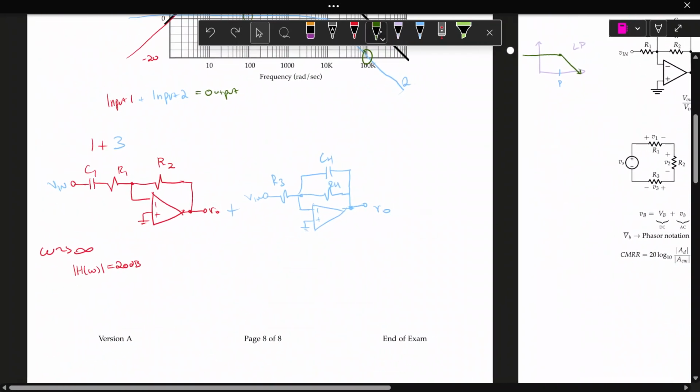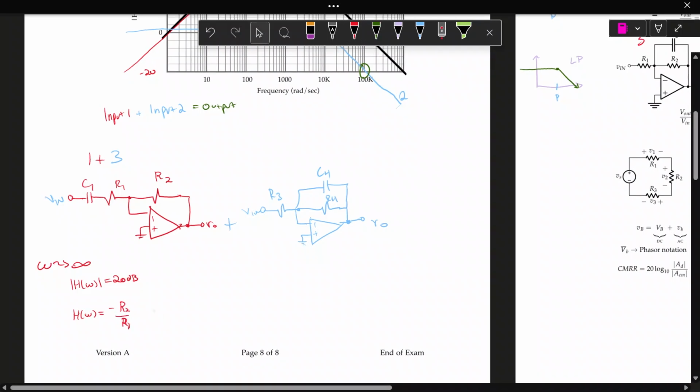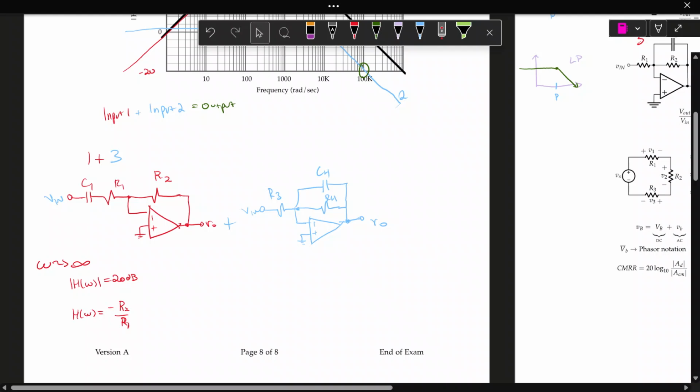Okay, well, what is h of omega for our first input as omega approaches infinity? Remember, when omega approaches infinity, the capacitor shorts, and what we're left with is an inverting amplifier with R1 and R2. So we have h of omega is equal to negative R2 over R1. Now remember what we did before. These are not the same. This is in volts per volt, and this is in decibels.